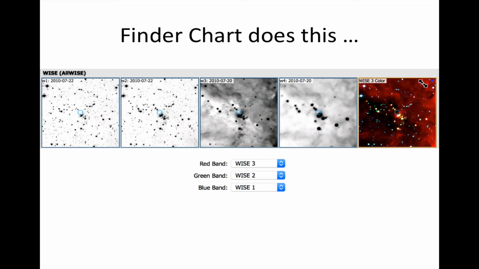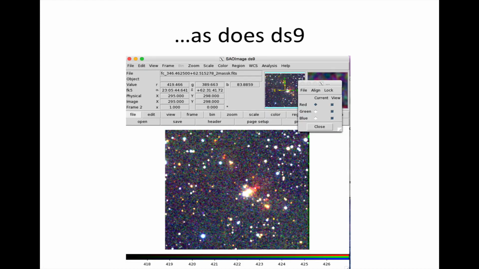So Finder Chart will do this for you really quickly and easily. There's a button you hit that says make three color images, and it gives you one. You can hit other buttons to see exactly what it's used. In this case, it's using WISE3 for the red band, WISE2 for the green band, and WISE1 for the blue band, but you can change that. You can change it to be something different.